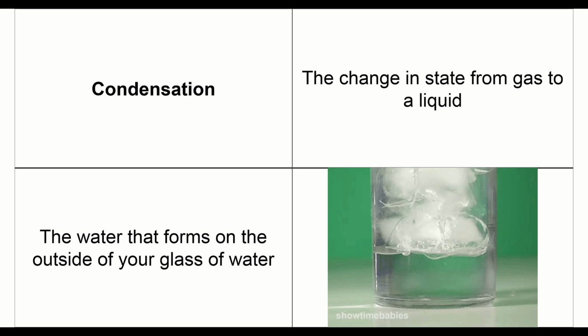Okay, our next word is condensation. It's the change in state from a gas to a liquid. We just talked about liquid to gas, now we're going gas to liquid. Think of the water that forms on the outside of your glass of water, or any beverage you have. A lot of people go, oh, my glass is sweating. It's not true, and your glass isn't leaking either. It's not like a little bit of water is getting through the glass to the outside.